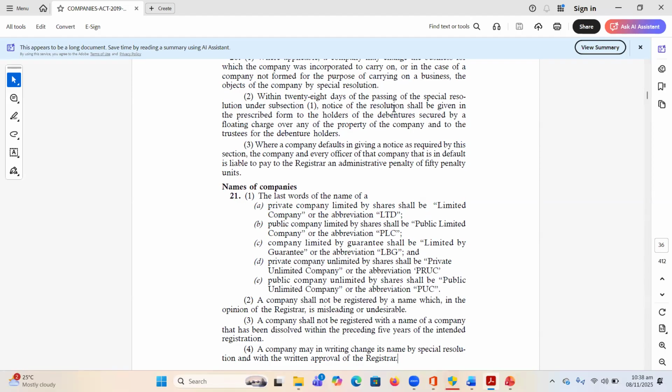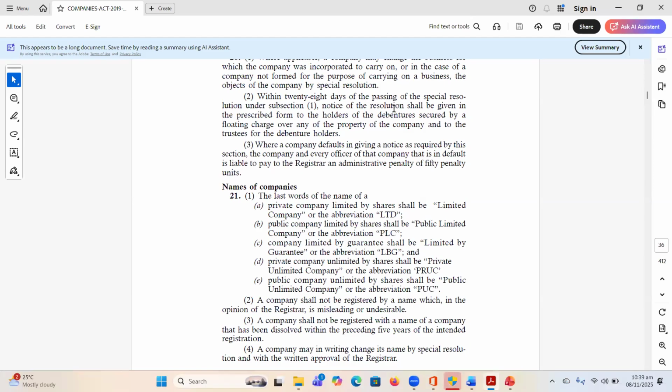Right. Thank you. Yeah, so if you look at section 21.1, as he has read for us, those designations that have been provided are very helpful in a number of ways. It tells us right away whether the company is limited by shares or not. If it is limited by shares, is it a private company or public company? If it's a private company limited by shares, we simply have the LTD or limited. Simplicity, we know that this is a private company.